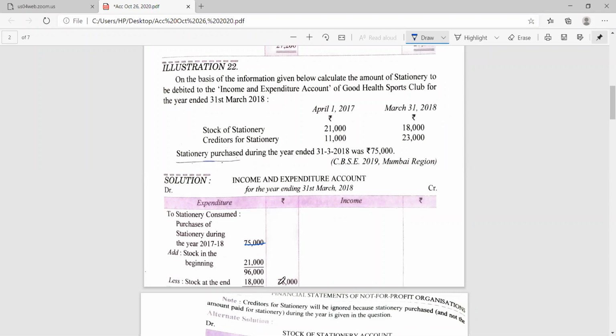In this question, the creditors will be ignored because stationery purchase is given to you. See what is given here. You have to calculate the stationery consumed, but stationery purchase during the year is given to us. So whenever in the question stationery purchase is given to us, you have to deal with stock only. Creditors will not be dealt with here. Please mark this point given here. Note is here. Please mark it.